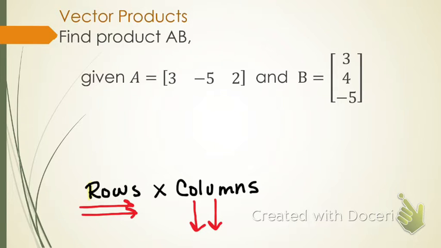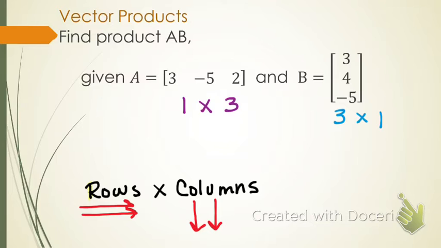That's really important because matrix A, what would be the dimensions of matrix A? Matrix A has only one row, but it has 3 columns. So it is a 1 by 3. That's my dimensions for matrix A. What would be the dimensions for matrix B? 3 by 1. Good.